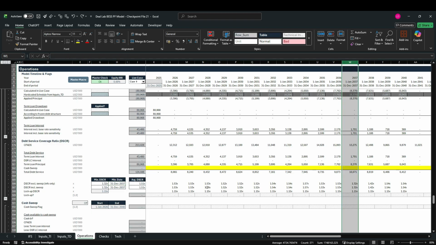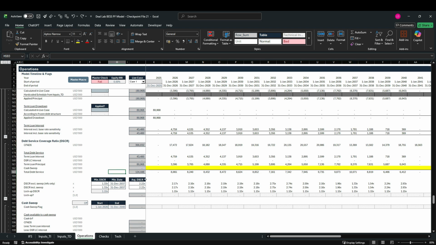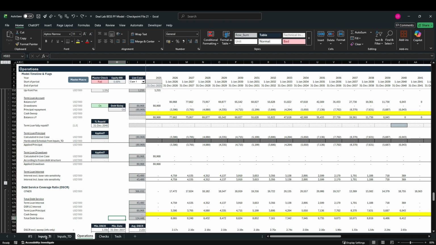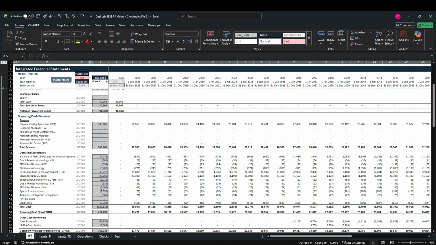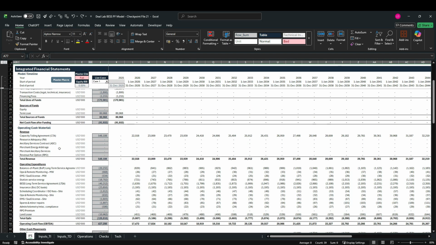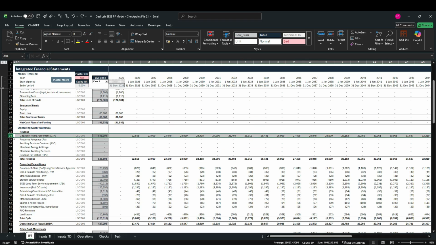Now you will notice that there is a slight fluctuation in the DSCR, because in case 9 we actually have a mix of contracted and merchant cash flows. So let's see what happens if we do our full tolling case again. And now be careful before we interpret these DSCRs. What we have changed is our top line revenue, which you will also see in our integrated financial statements, or more specifically in the cash flow statement. So right now we only have revenue from our capacity tolling agreement, but we haven't run our macro yet.